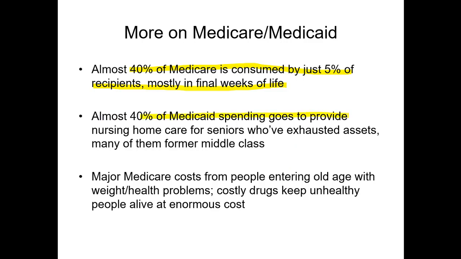Almost 40% of Medicaid spending goes to provide nursing home care for seniors who've exhausted assets, many of them former middle class. So this is where, once your benefits run out and you're on a fixed income, you would potentially qualify for Medicaid. Therefore, you're just shifting from one public assistance program to another. And we see that as far as preventative maintenance goes, a lot of Medicare costs are from people entering old age with weight and health problems.